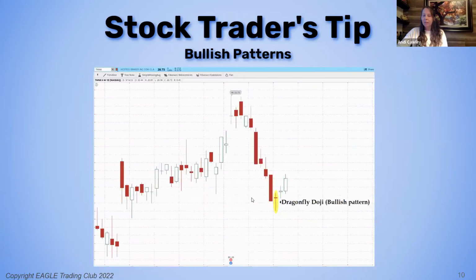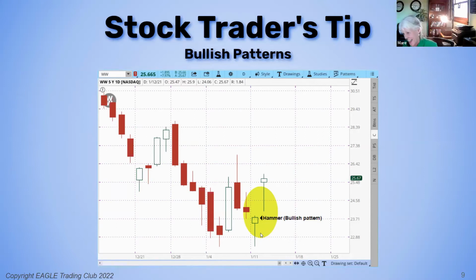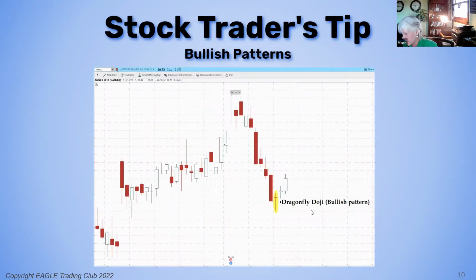This one, I think I've seen. The hammer and its counterpart are a little easier to spot. I think they stand out easier. And our favorite, the hanging man, which we'll see too. Okay, here's your dragonfly doji.